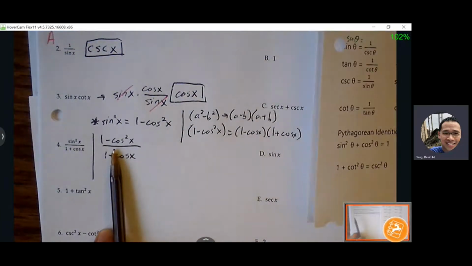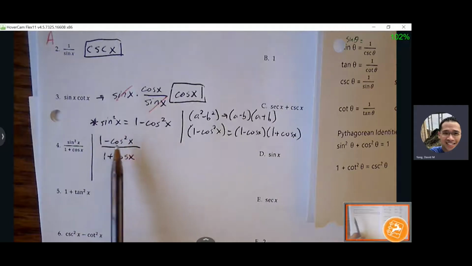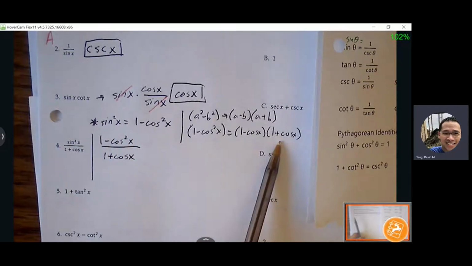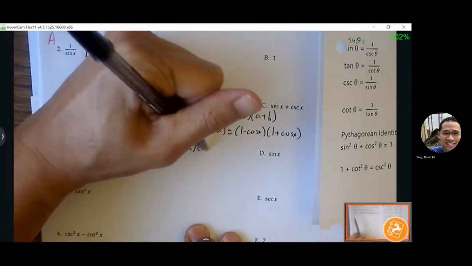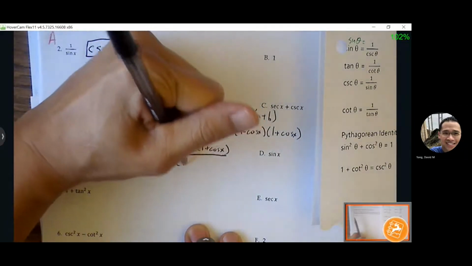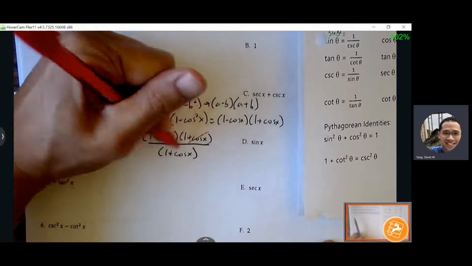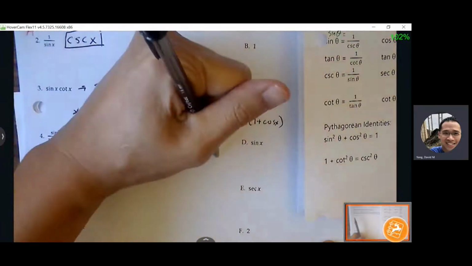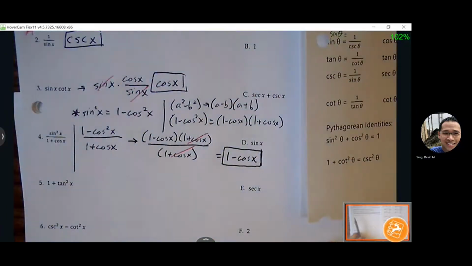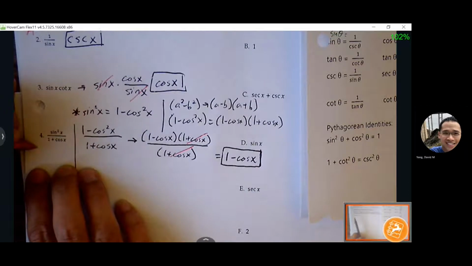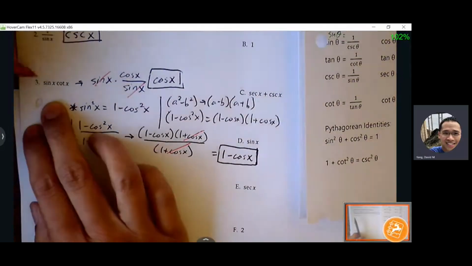Okay, is everybody okay with that? All right, so we use identity to get it in terms of cosine, but we can't just cancel out, right? We're breaking rules if we do, but we do have something that we can do with difference of squares. Okay, we get the numerator, and the parentheses cancel out. So the answer for 3 is Q.